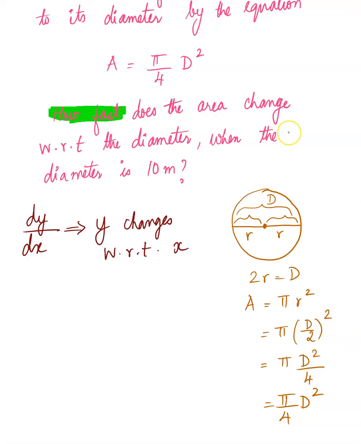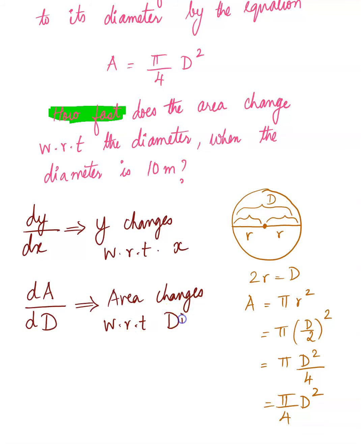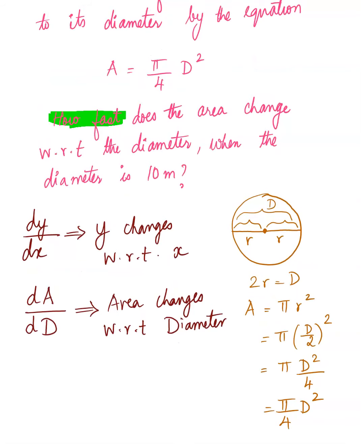Here it says, how fast does the area change with respect to the diameter? So area with respect to diameter, and please watch out for the case sensitivity here. Area is always capital A and diameter here is capital D. This implies area changes with respect to the diameter D. And so I just interpret what I have in the problem with respect to the derivative format. Okay, so all we are asked to do is find the derivative of A with respect to D.